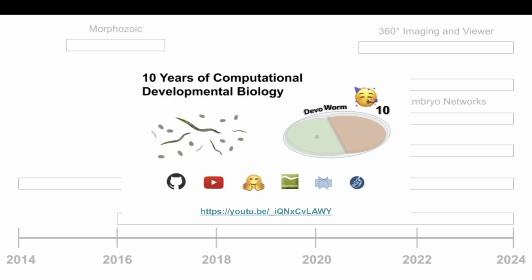So this is the 10th year anniversary of DevoWorm. We've been doing computational developmental biology for a decade. So you can see in the background image, we have this timeline with different types of projects on it. And I was pleasantly surprised going through all of the things we've done over the past 10 years, that we've done such a diversity of things, and how those approaches have been incorporated in our talks and papers and meeting activities. And so there's a link to our YouTube channel where I've put an hour and a half long video on 10 years of computational developmental biology.